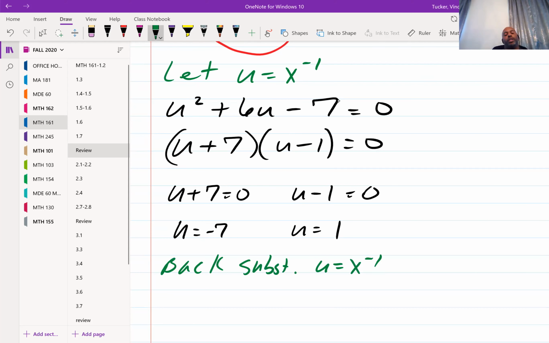So now remember, we didn't start off with u, we started off with x. So we're going to back substitute x to the negative first power in for u. So now we're looking at x to the negative first power is equal to -7, and then x to the negative first power is equal to +1.